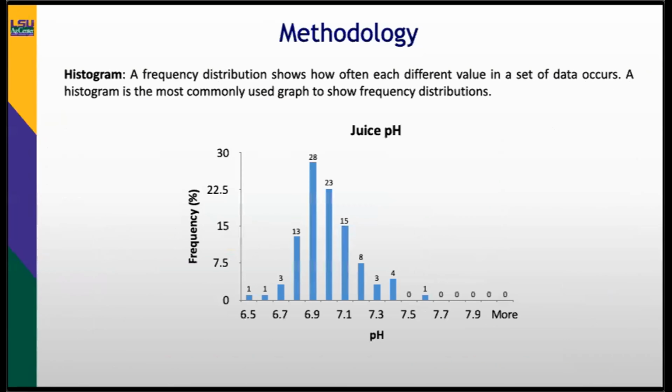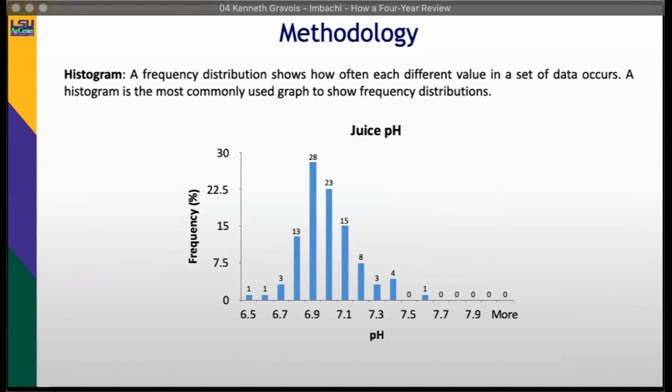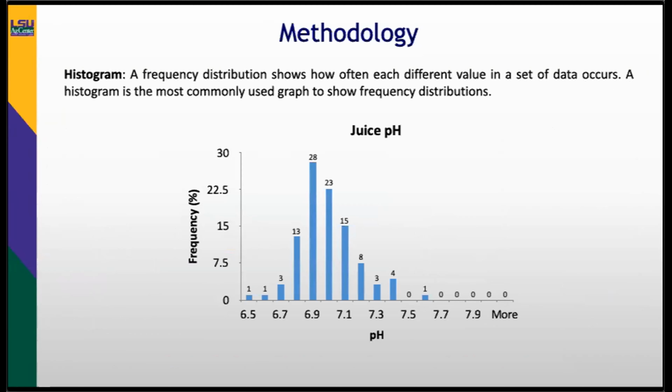The second methodology that we use is the histogram. It's a frequency distribution that shows how often each different value in a set of data occurs. For example, this is the juice pH frequency diagram. Let's say your target for the juice pH is 6.9. That means that 28% of the juice data had that pH at that time. So with this, you can also see the variability of this kind of parameter. Next one, please.